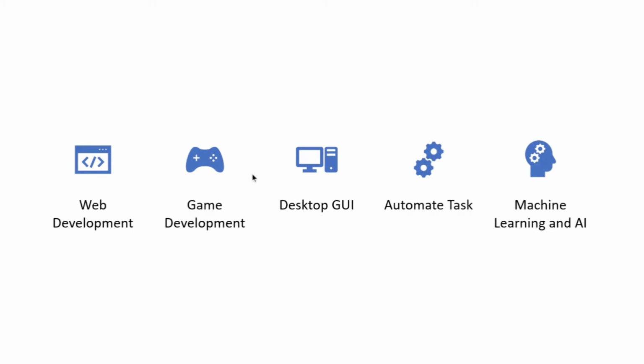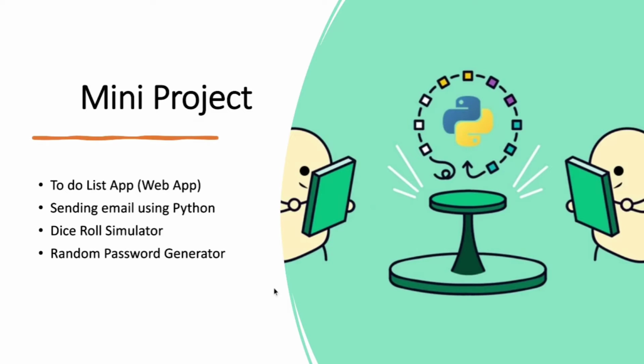After completing this course you can develop web applications, you can develop games, and you can develop desktop applications, and you can automate tasks, and you can use Python in machine learning and artificial intelligence. After the end of this course we will make mini projects, like a to-do list app, which is a web app. In this app we can add tasks and delete tasks.